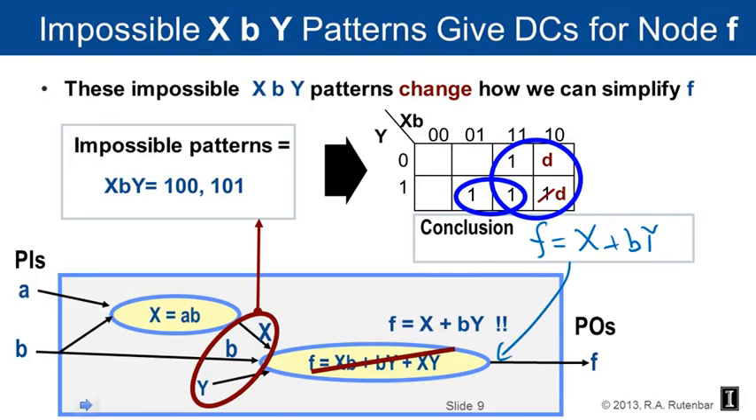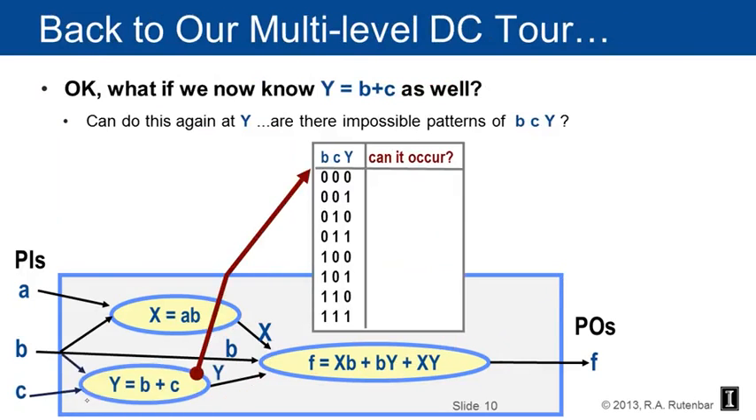So just because of the context of how x is a function of a and b, there are patterns of x and b and y that cannot happen. So we can continue this and just try another one. Now what happens if y is also a pattern? What happens if y is b plus c? It's again computed internally.